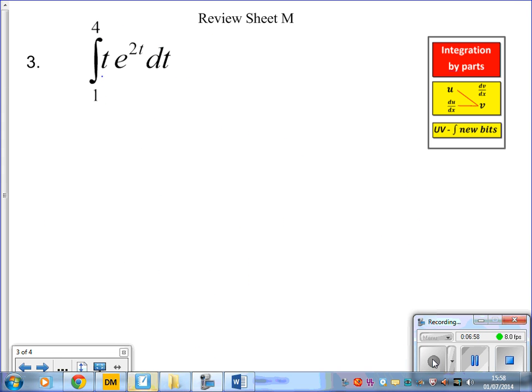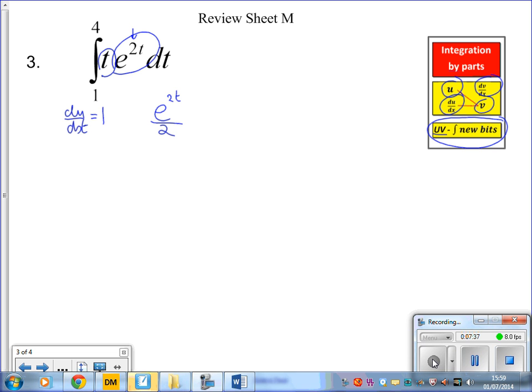So my information, here's my u, so differentiate to find du dx. du dx is 1. Oops, du dt in this case. So that's those 2 pieces of information found. Next, I'm going to have to integrate e to the 2t to find my v. So if I integrate that, I get e to the 2t, and then I divide by this 2 also. So I've got all 4 pieces of information, and I'm going to apply it using this.